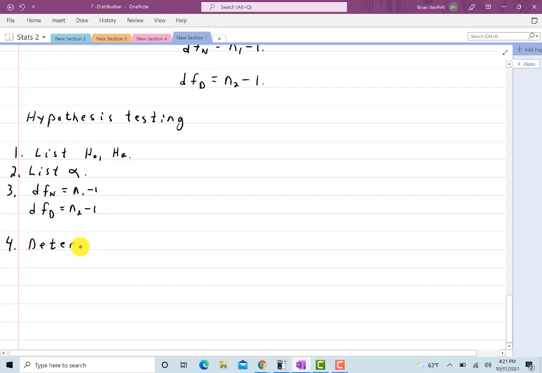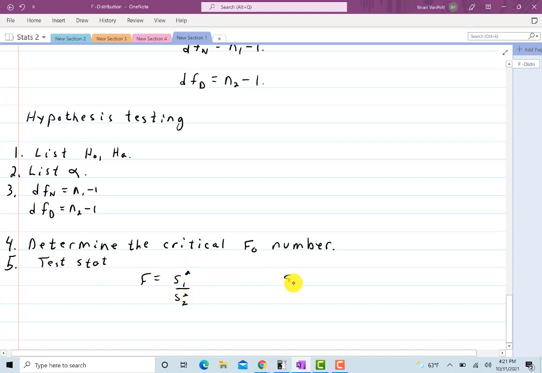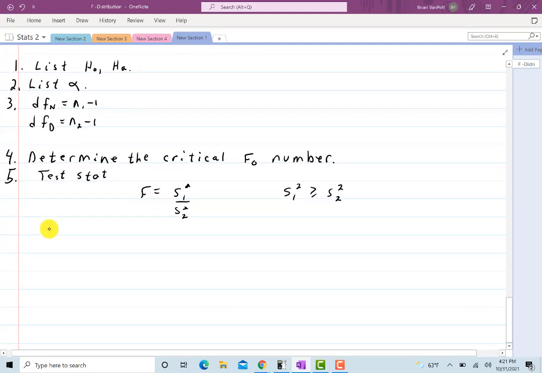Determine the critical F0 number. As I've written above, the test stat F equals S1 squared over S2 squared. I can't say it enough. S1 squared needs to be greater than or equal to S2 squared. And then last, make the decision.